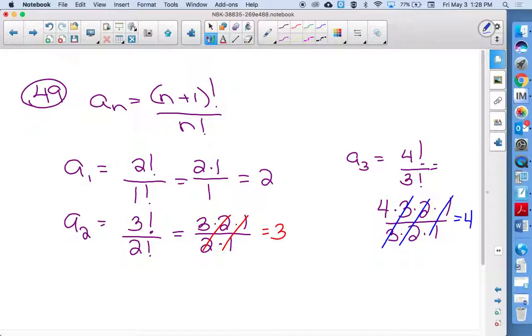Would this series have a limit? No. Or sequence, sorry, not series. The sequence does not have a limit because the numbers are just going to continue to go up. So I have 7, 8, 9, 10, all the way to infinity. So this does not have a limit.